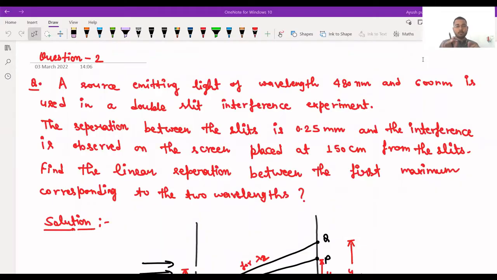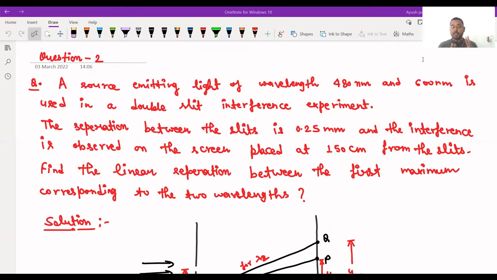So the question is, a source emitting light of wavelength 480 nanometer and 600 nanometer is used in a double slit interference experiment. Okay, so the two lights have been given. Now the separation between the slits is 0.25 mm. So separation between two slits that are used in the YDSE is 0.25 mm. And the interference is observed on the screen placed at 150 centimeter from the slits. So capital D is given as 150 centimeters. Great. Find the linear separation between the first maxima corresponding to the two wavelengths.